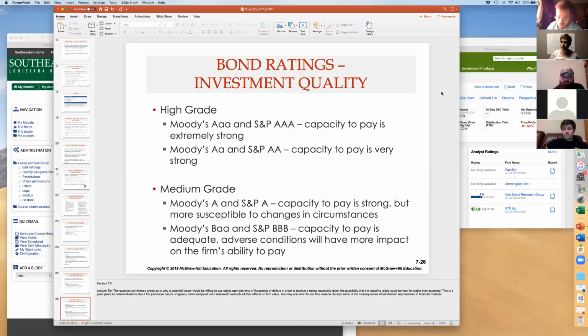Then you have medium grade. These are A's and triple B's. And these are capacity to pay is very strong, but it's more susceptible if there are economic changes. And so they're a little bit more risky. Everything you see on this particular slide is what we call investment grade quality. Banks are not allowed to buy anything other than investment grade quality bonds, right? You and I, whatever, but banks can only have triple B or better in their portfolios.